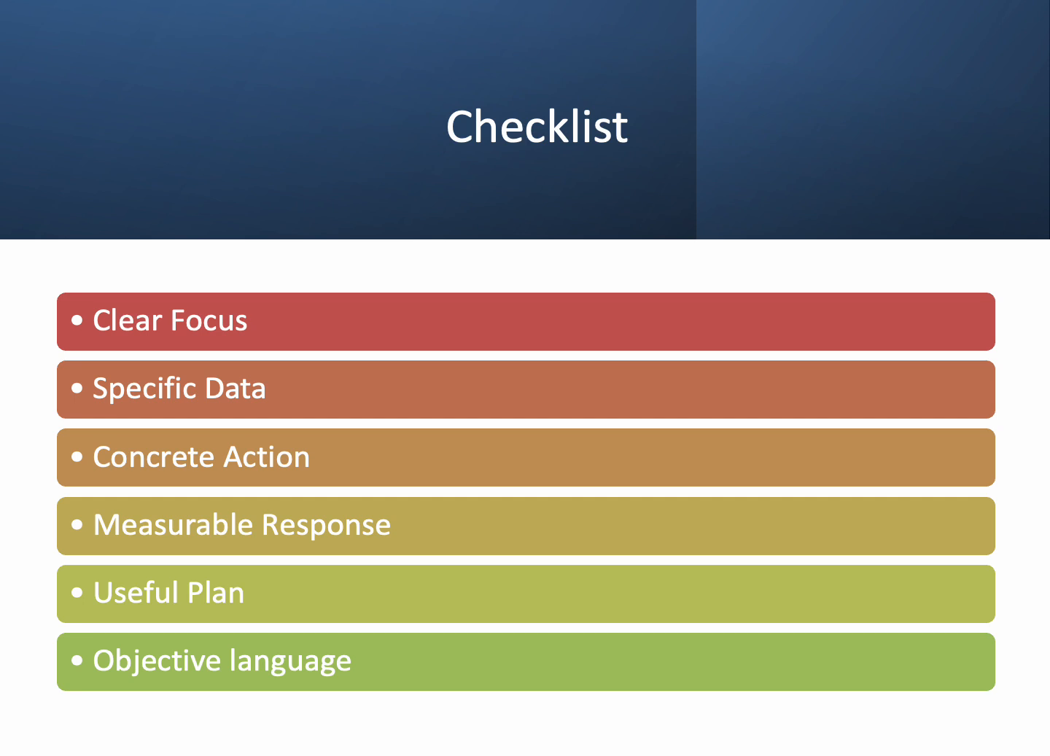To summarize what we've talked about, here is a quick checklist. If you hit these points, then your DARP note is going to be concise, accurate, and clinically useful. Some things to consider when you're writing your note: you're going to want to have a clear focus, contain specific data, have a concrete action, a measurable response, a useful plan, and objective language.